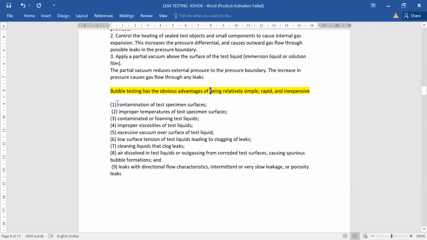So the disadvantages: contamination of the test specimen, then you cannot understand. Improper temperature. There is the problem of contaminated or foaming test liquid. Improper viscosity of test liquid. Excessive vacuum over the surface. Low surface tension of the test liquid, leading to clogging of leaks. Excessive vacuum, it will just blow up. Cleaning liquid that clogs leaks. Air dissolved in the test liquid or outgassing from the corroded test surface causing spurious bubble formation. Leaks with directional flow characteristics, intermittent or very slow leakage, porosity leakage.